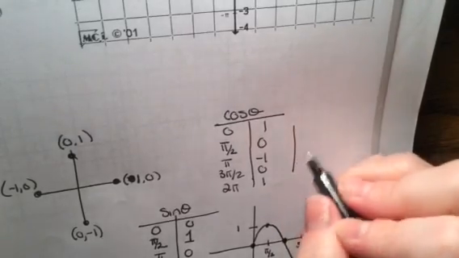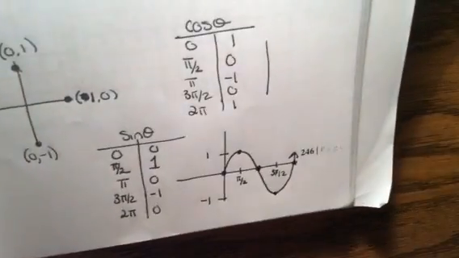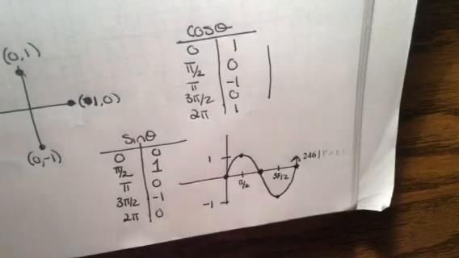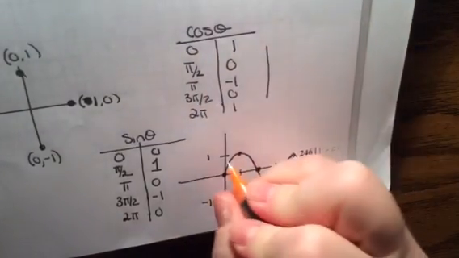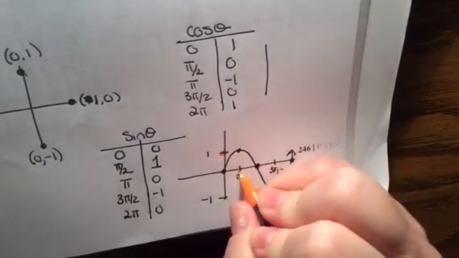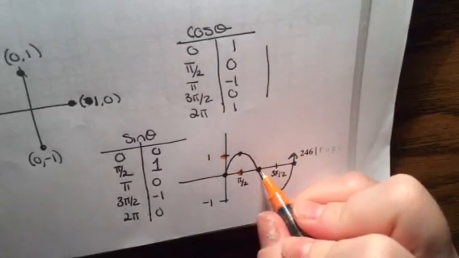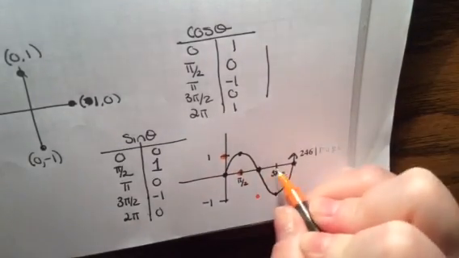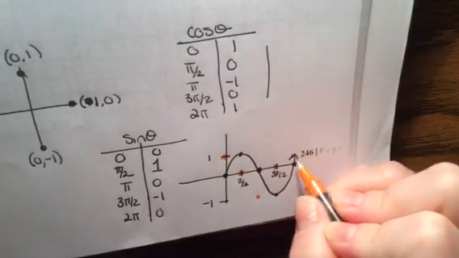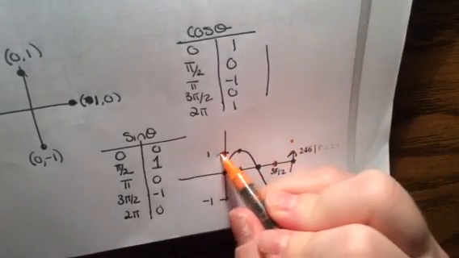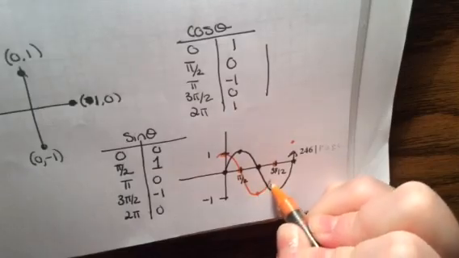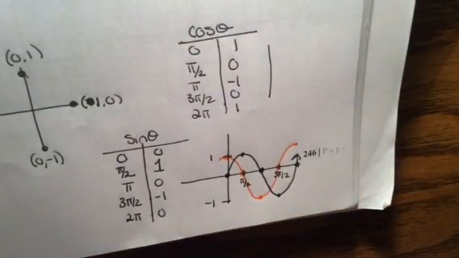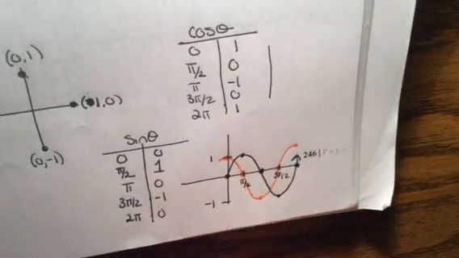And so again, actually let's graph it on the same graph. If I go down here and I graph it, at 0 I was at 1, pi over 2 you're at 0, pi you're at -1, 3 pi over 2 you're at 0, and at 2 pi you're back at 1 again. So there's your cosine graph. And that's where these points in the graphs come from.